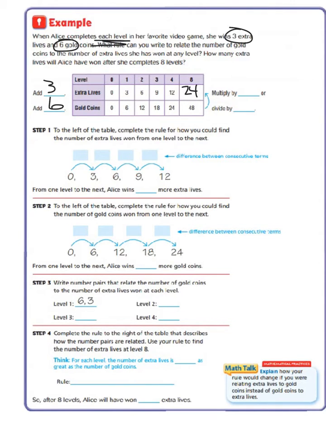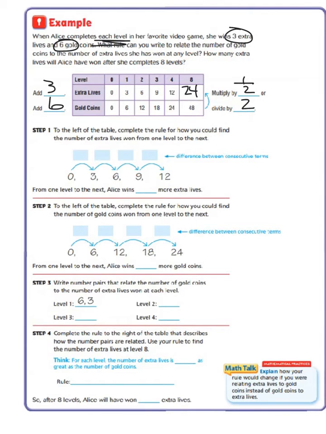So if we look between our extra lives and our gold coins, if we're going to multiply, it would be to multiply by 1/2 or divide by 2, because 6 divided by 2 equals 3. 12 divided by 2 equals 6. 18 divided by 2 equals 9. 24 divided by 2 is 12.